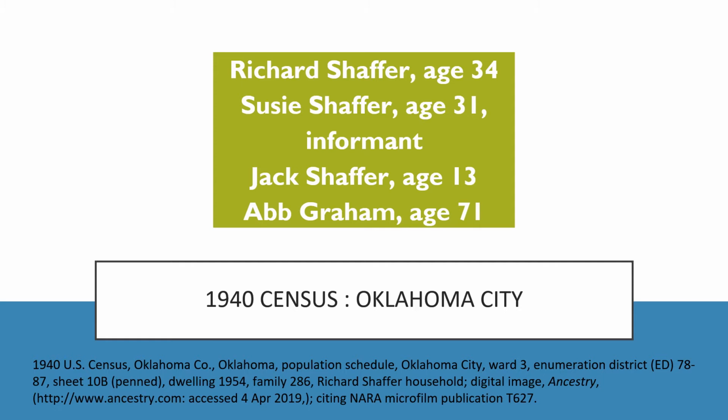Now, how do we know this is the same couple? Well, for one thing, we have them in Oklahoma City, which was their residence. And then we've got Jack Schaefer. And then we've got a key person. We've got Ab Graham, who is 71 years old, and he matches up with the Ab Graham of the 1930 census. So here we have Eldon, also known as Susie, in Oklahoma City, still having her father live with her, and there's her son, Jack. He no longer is going by Green, now he's going by Schaefer.